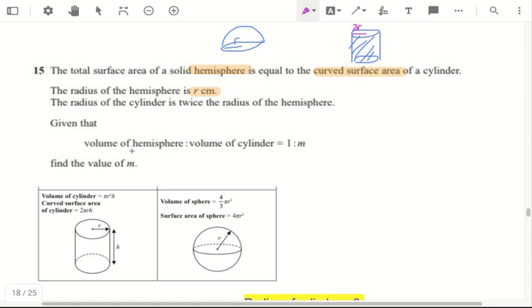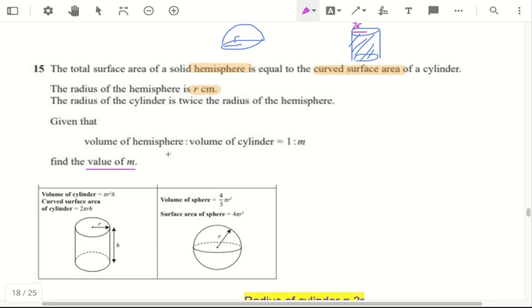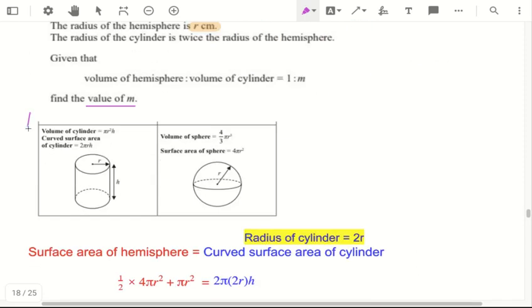And then given that the volume of the hemisphere to the volume of the cylinder is 1:m, we want to find the value of m. Wow, this is quite difficult, but let's slowly dissect it. So from your formula sheet, you should see this, okay, it is given in your formula sheet. So please copy, okay?